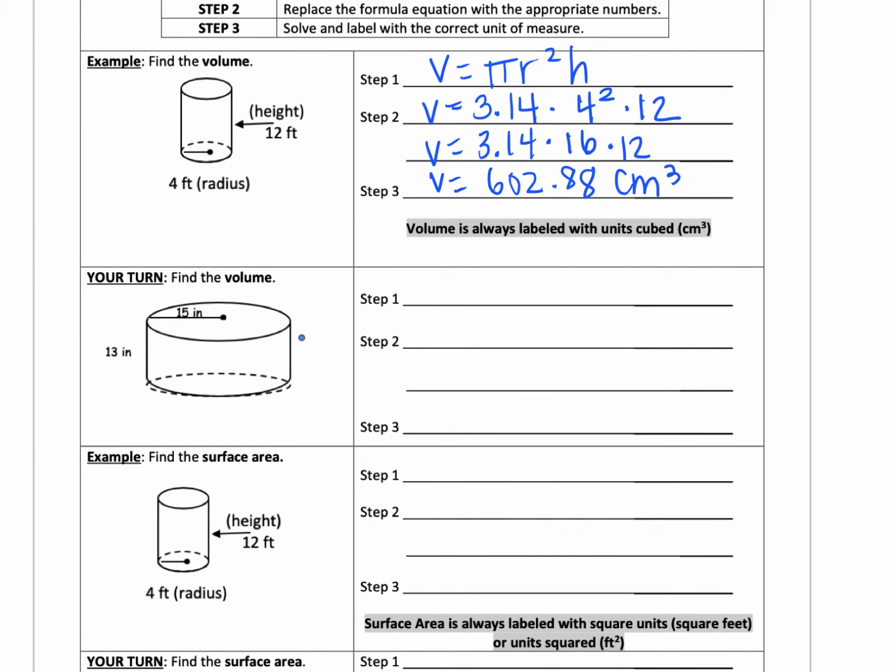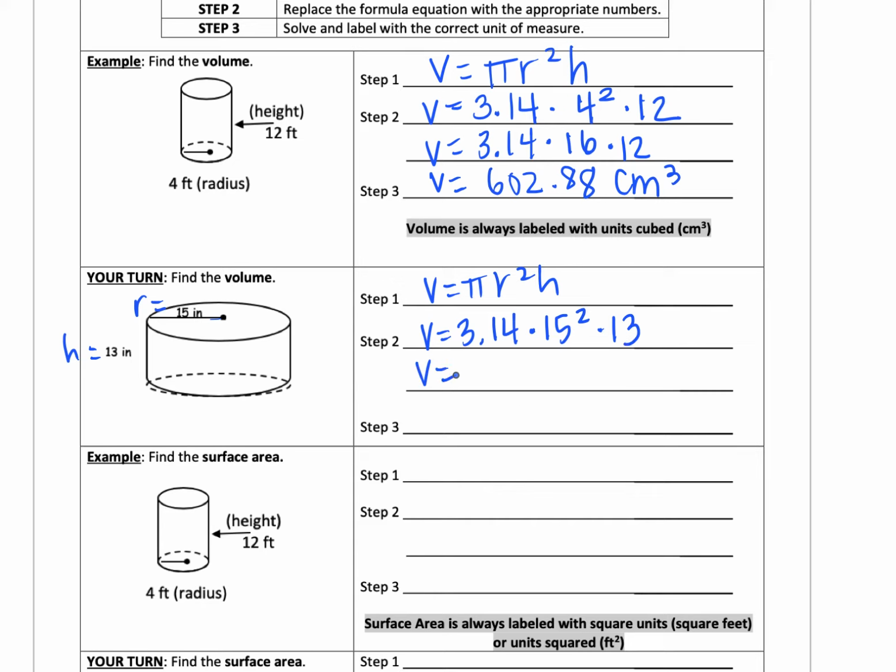We have the volume of a cylinder here, and this time the height is 13, that's how tall this shape is, and the radius is 15, it's half the distance of the circle that is on the top and bottom of this cylinder. So we're still using the volume equals pi r squared h formula, and this time when we fill it in, our radius is 15, so we're squaring 15, and then we're multiplying it all by 13.